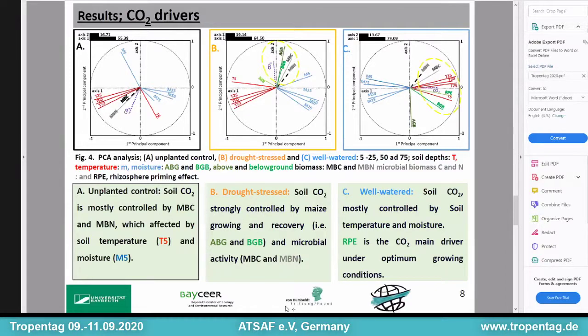Here on this PCA analysis, I would like to show the drivers or the controlling factors. So the first PCA is the unplanted control, and in the unplanted control, soil CO2 emission is mostly controlled by microbial biomass and microbial biomass carbon and nitrogen, which are altered by the soil temperature and soil moisture, like the top soil temperature and top soil moisture. It can be seen here as M5 and T5.